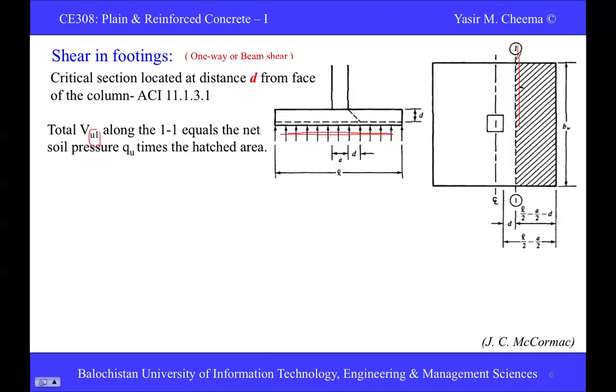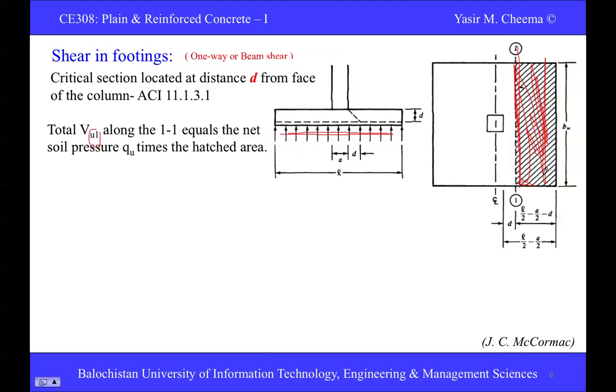So the shear strength produced along this section is equal to the net soil pressure multiplied by this hatched area. This is the hatched area, right? So the shear strength at this section 1-1 would be equal to the net soil pressure, that is here qu, times the hatched area.